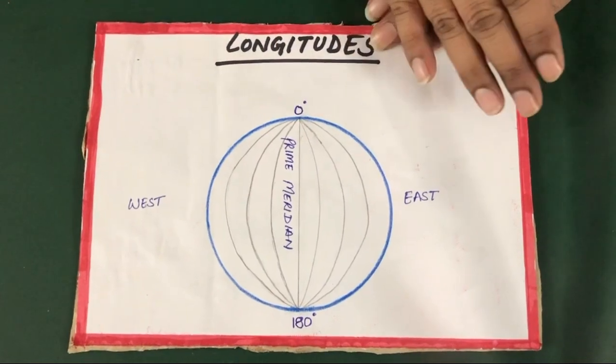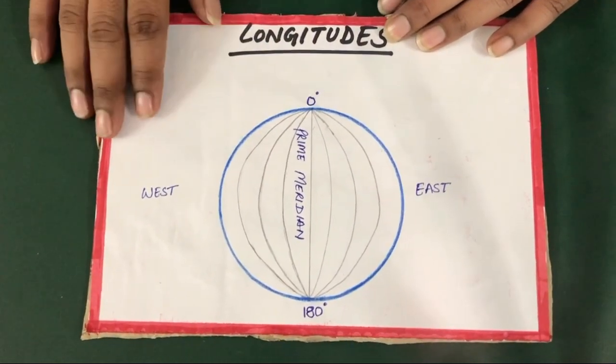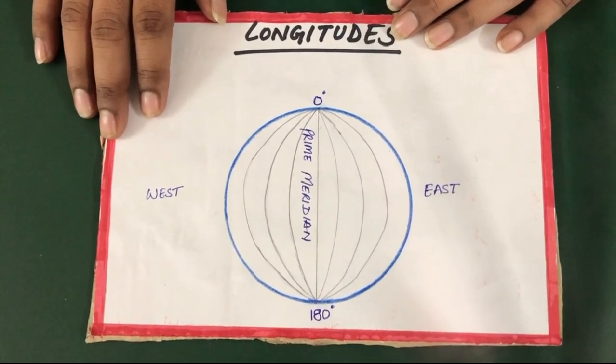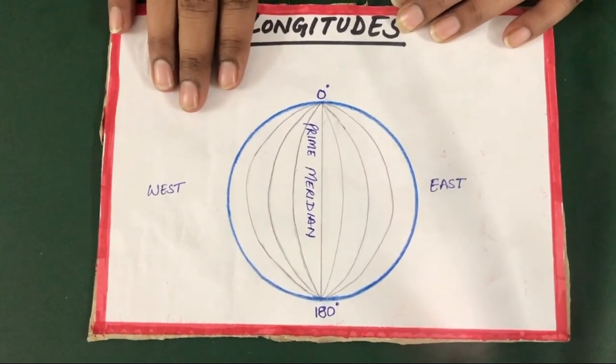Our time divides according to longitudes. As we move towards the east, time increases and as we move towards the west, the time decreases. That is why while we are in India enjoying our Sunday, Canada falls on Saturday.